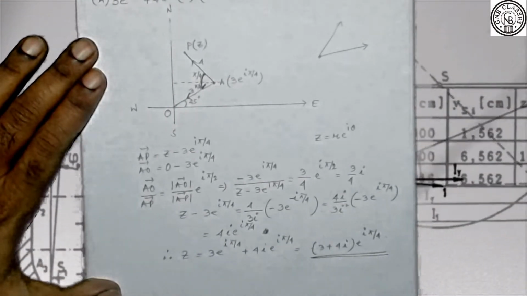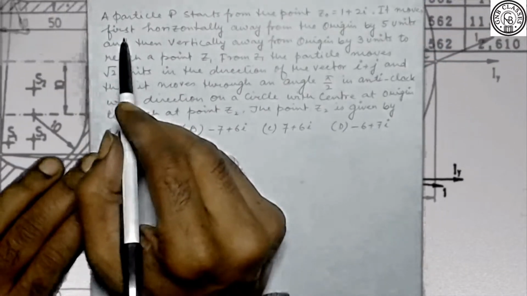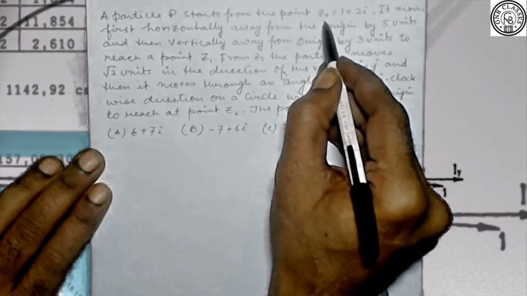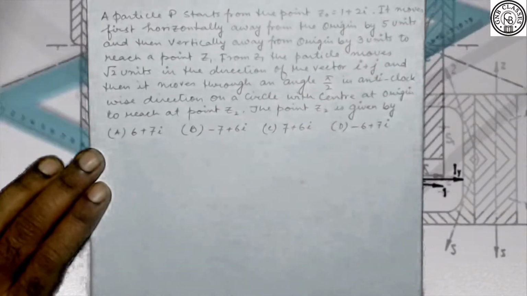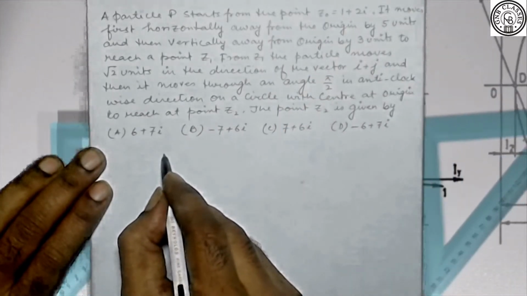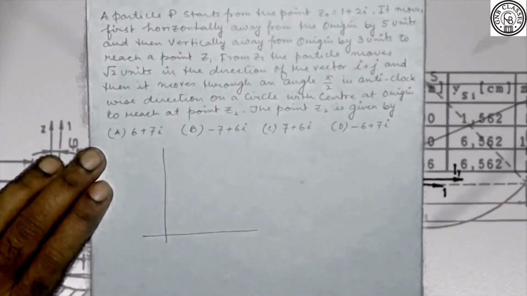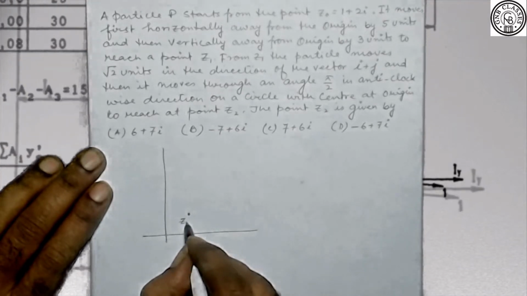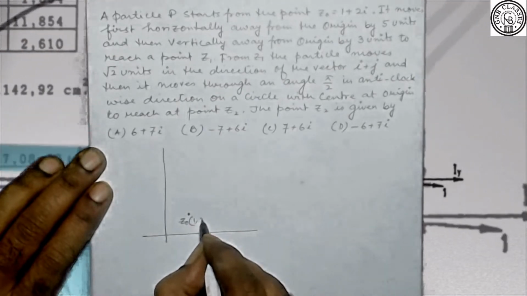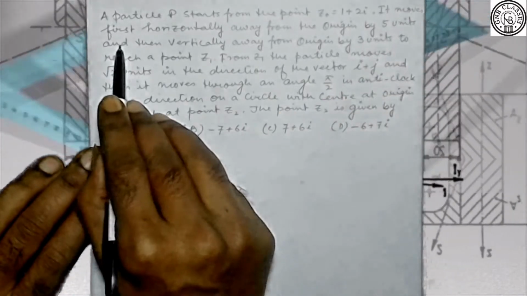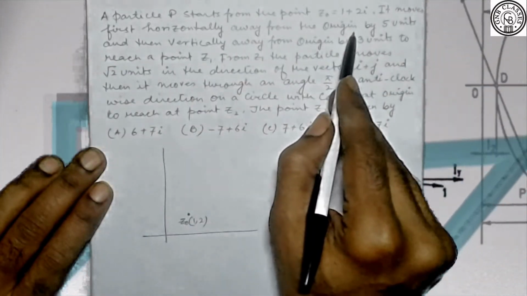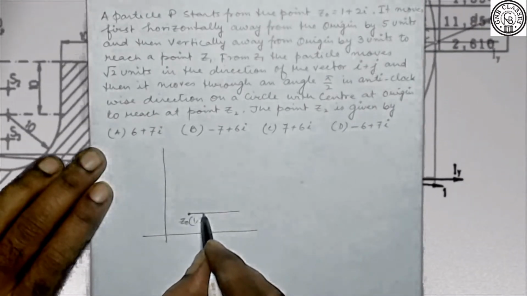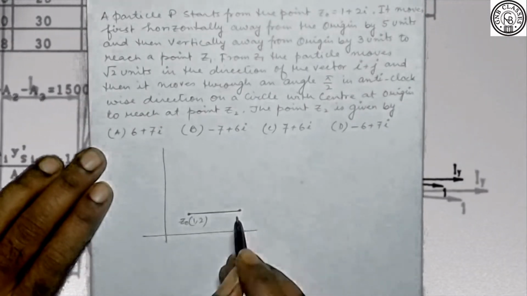Okay, let me take another problem of this kind. See this problem. A particle P starts from the point Z0, which is 1 plus 2 iota. I will read the question and simultaneously I will draw it on the Argand plane. So the particle starts from the point Z0. This is your Z0. The point is 1, 2, correct? It moves first horizontally away from the origin by 5 units. So it moves 5 units horizontally and it comes to this point, say.